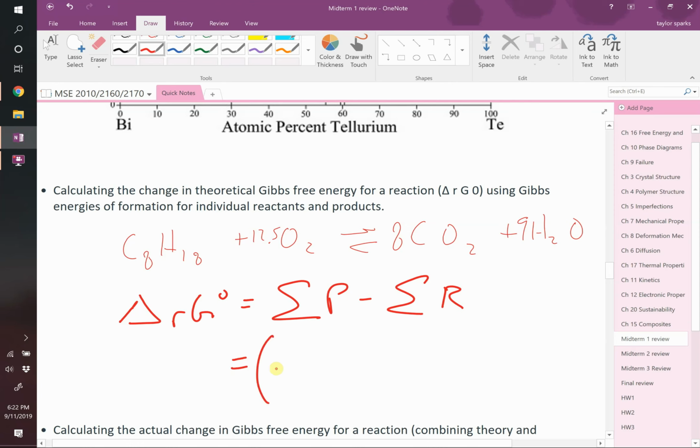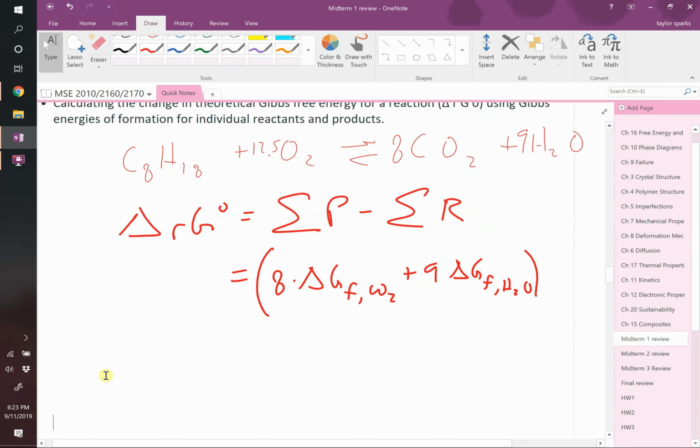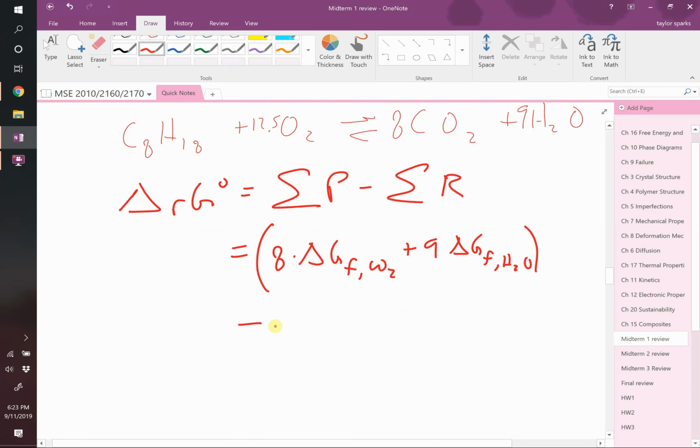It's going to be 8 times the Gibbs free energy of formation of CO2 at the temperature of interest, plus 9 times the change in Gibbs free energy of formation for H2O at whatever temperature it's happening at, minus 1 times the change in Gibbs free energy of C8H18. And we can ignore oxygen because it's 0. Straightforward? You have to know those, so I'd have to give you those. Any questions on doing this? It's just products minus reactants, unless I've messed up. I don't think I have.